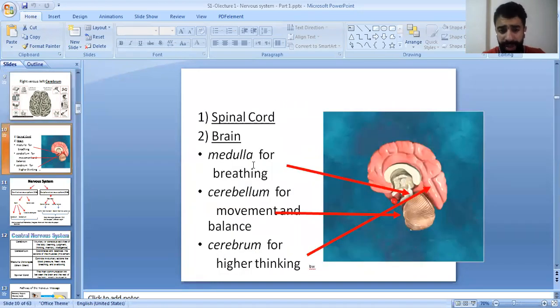Regarding the spinal cord and the brain, as I said, the medulla oblongata has a role in breathing. The cerebellum has a role in movement and balance. That's why whenever you drink alcohol, you have a problem in movement and balance, because it affects the cerebellum. And the cerebrum has an important function in higher thinking.